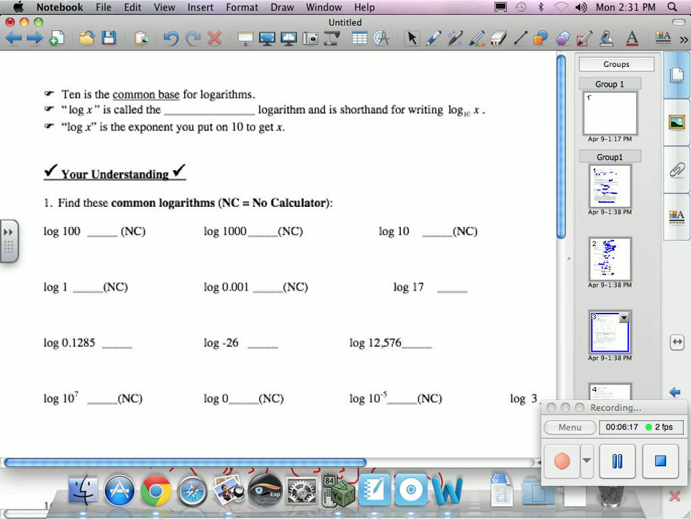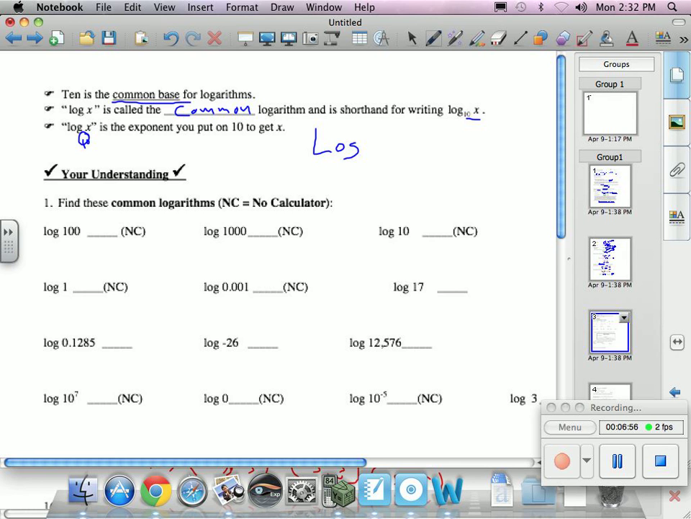10 is a common base for logarithms. If you're given something that doesn't specify the base, then it'll just say log. But you can have log base anything. So 10 is the common base. Log of x is called the common log, and it is shorthand for writing log base 10 of x. You just leave out the 10. Assume that if there's nothing there, then really it's log base 10. Log of x is the exponent you put on 10 to get x.